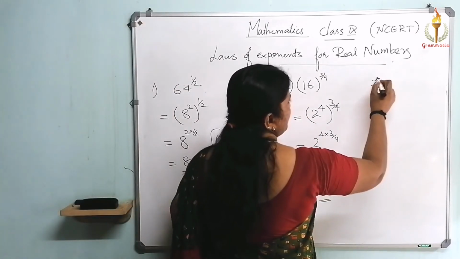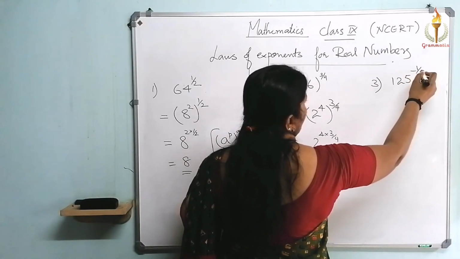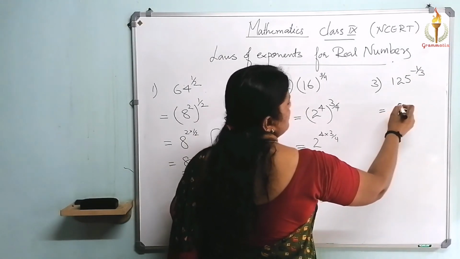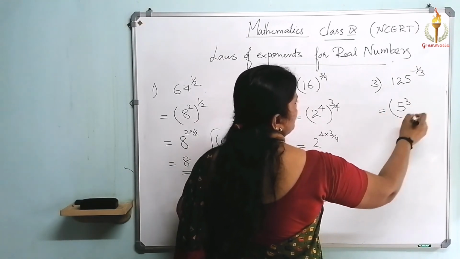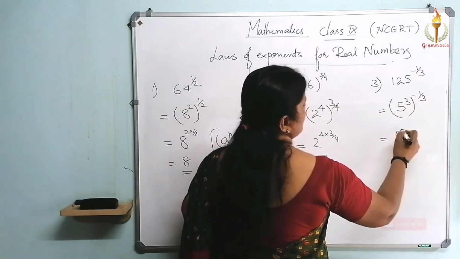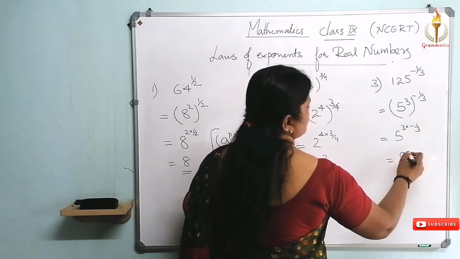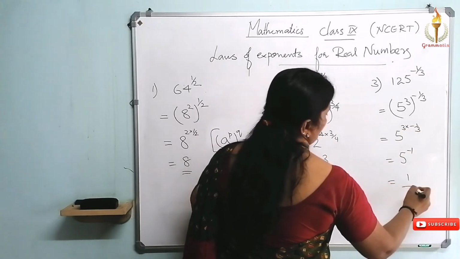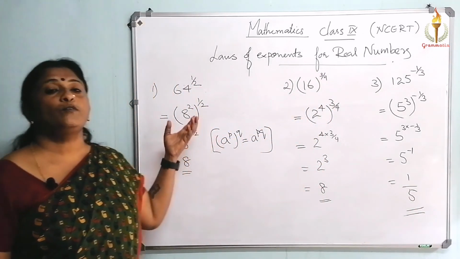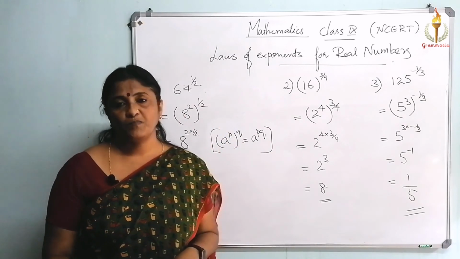The third one, 125 the whole raised to minus 1 by 3. How are you going to solve it? 125 is 5 cube, the whole raised to minus 1 by 3, that's equal to 5 raised to 3 into minus 1 by 3, that's 5 raised to minus 1. So this is how you solve problems using the laws of exponents for real numbers.